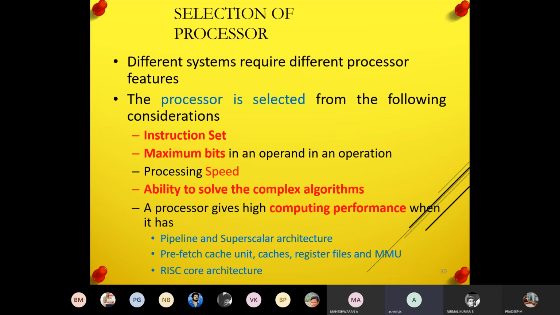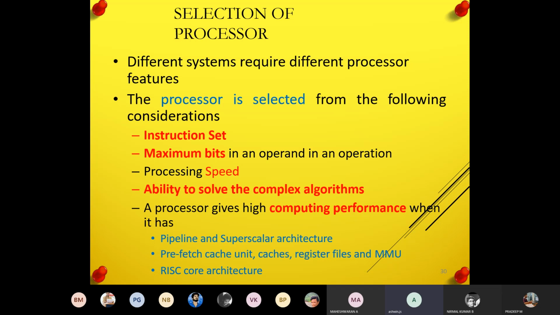Next we will go to selection of processor. Already we've seen how to select, and whether it is working in pipelining or superscalar architecture, what the caches are, and the speed of memory. And are you going to use the RISC architecture or the CISC architecture? RISC means reduced instruction set, and CISC is complex instruction set.